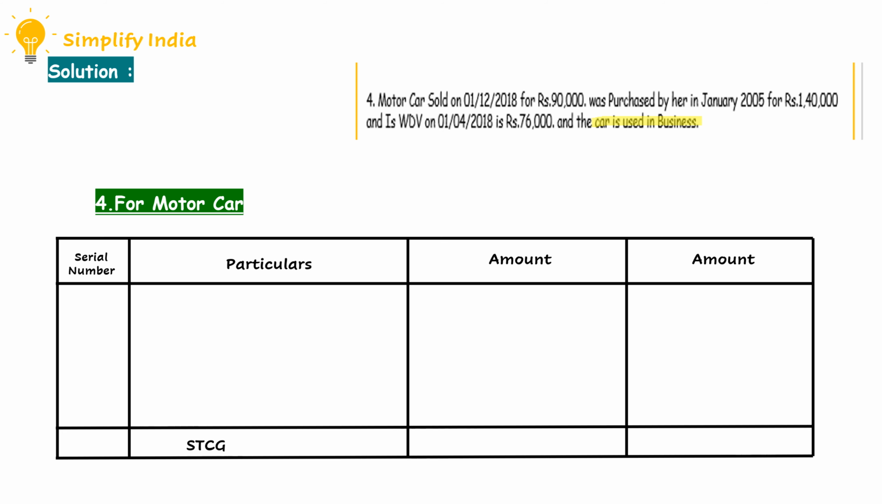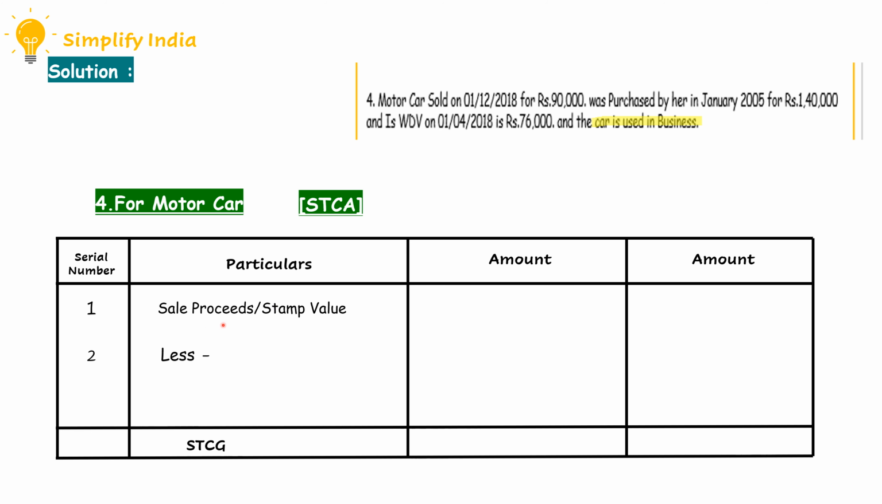Now we have to identify whether this particular asset is short term or long term. This asset was purchased by Miss Vimla in January 2005. Even though it is a long period of time, this motor car has to be considered a short-term capital asset because it is a depreciable asset. For any depreciable asset, irrespective of the number of months or years the assessee has held it, it will always be a short-term capital asset. So as it is a depreciable asset, the format changes.